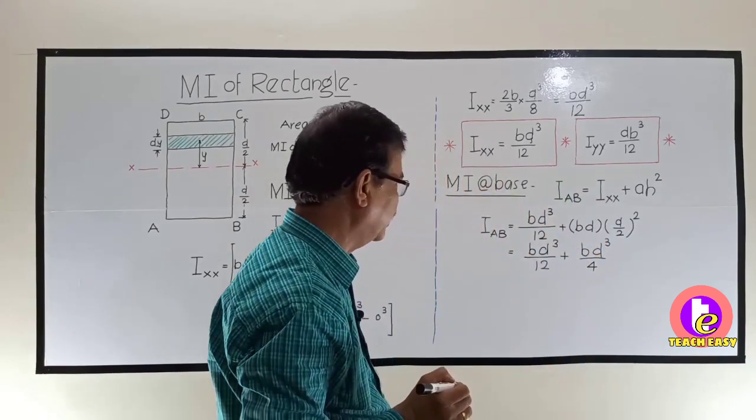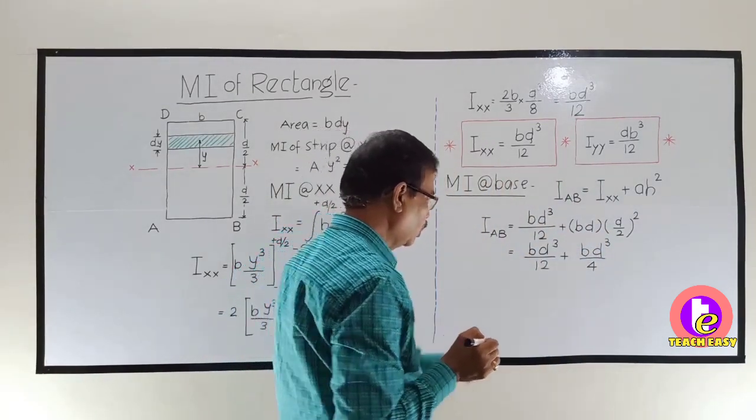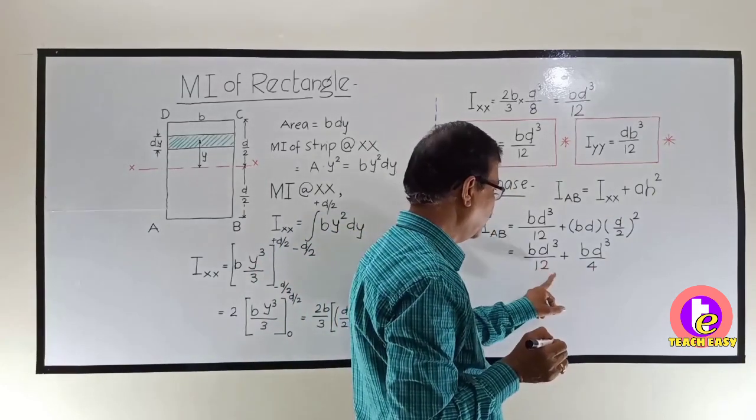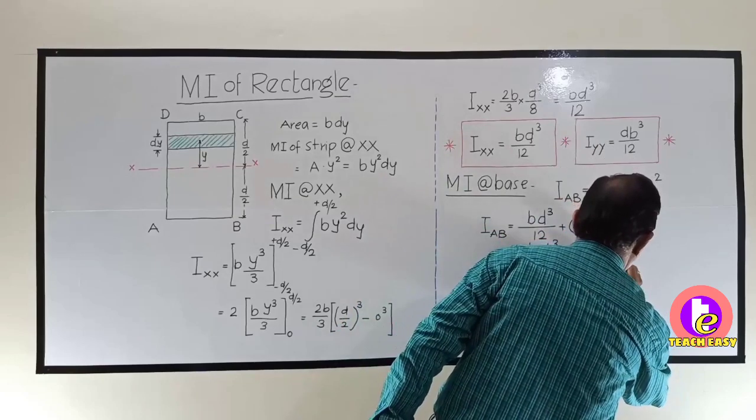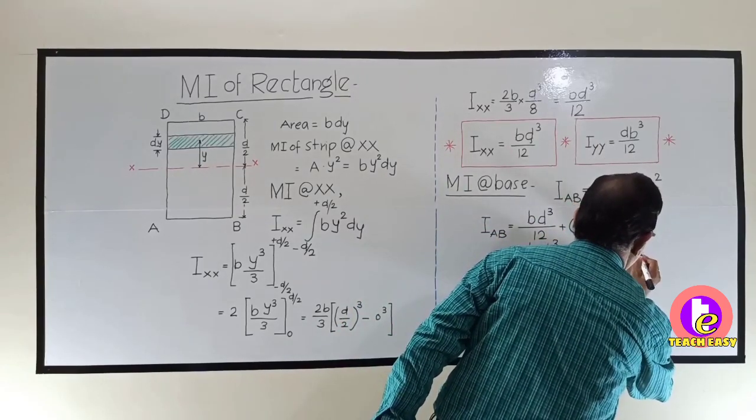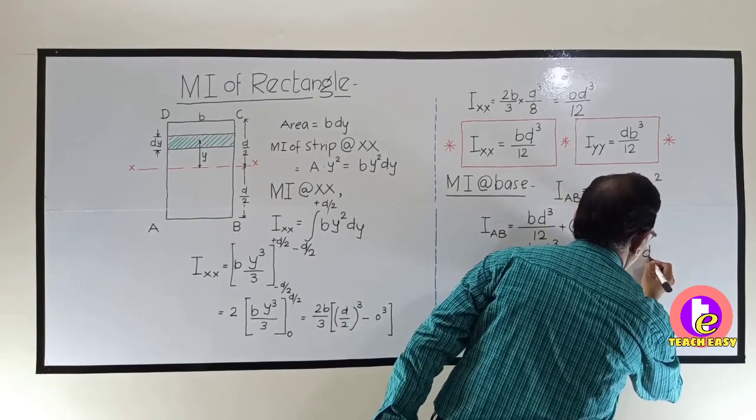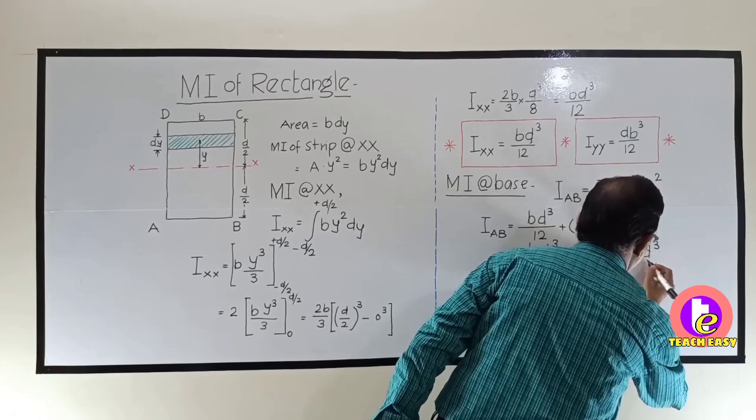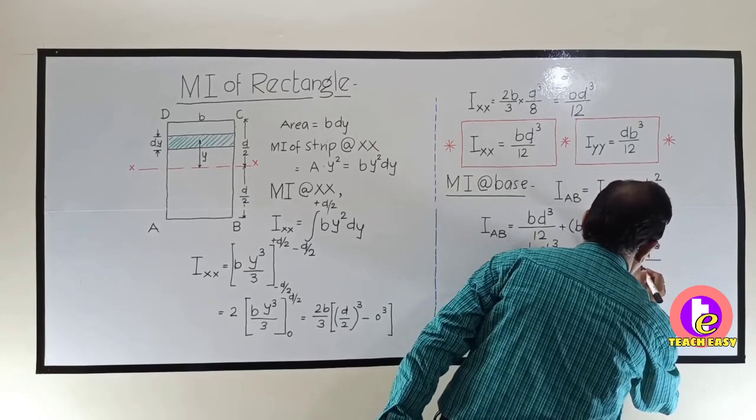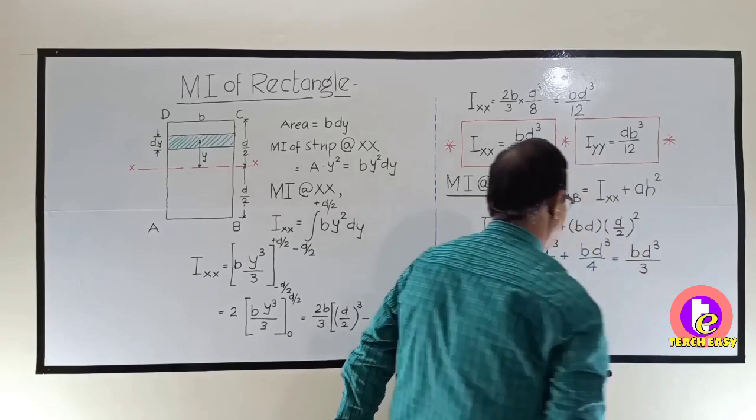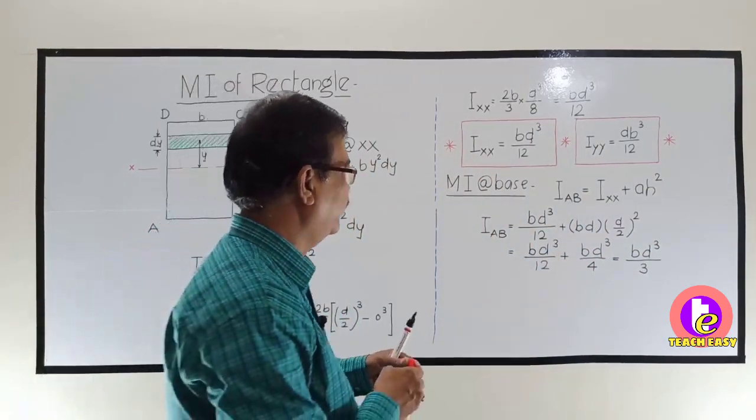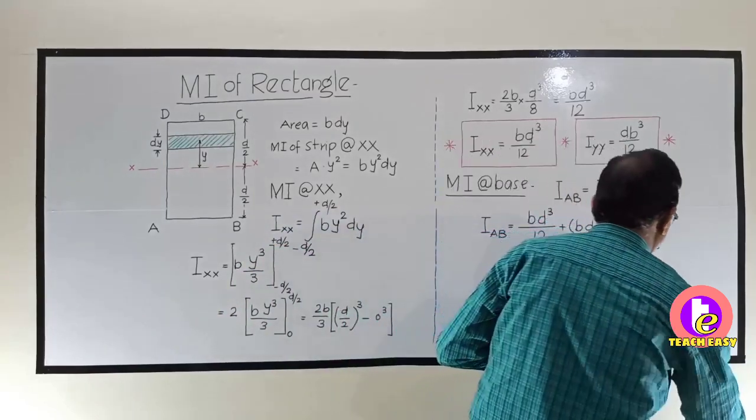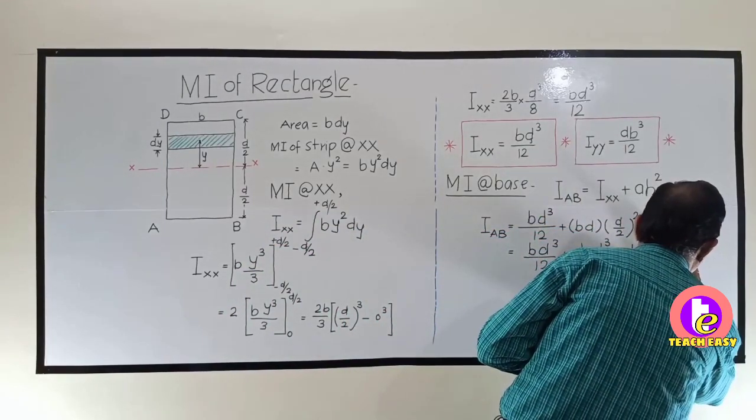So if you simplify this, 4 and 12, LCM will be 12. So 3 plus 1, 4, 4 by 12. So this will be BD cube upon 3. This is also an important one. This is moment of inertia of a rectangle about the base.